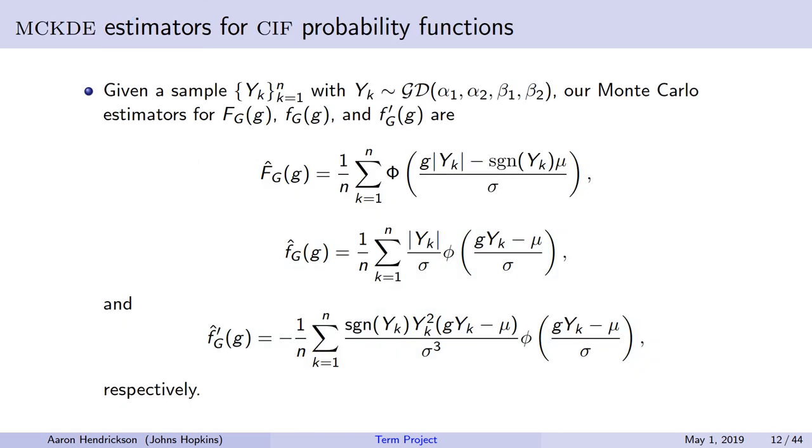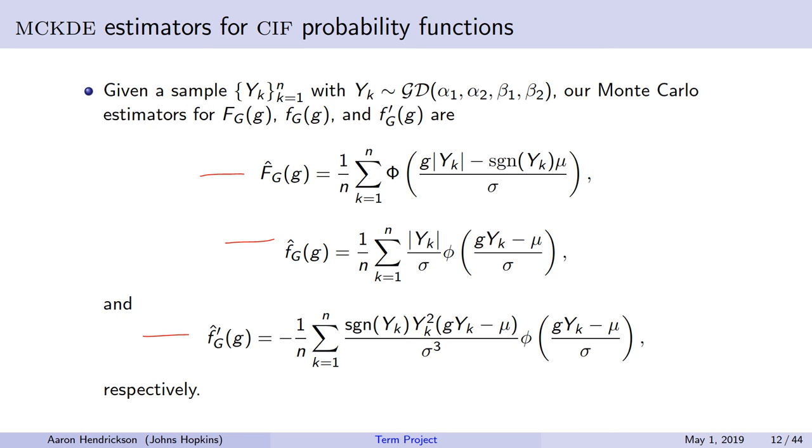Okay, so we got these Monte Carlo kernel density estimators, as I'm calling them, for the SIF probability functions. And I think it's important to point out here that this term, Monte Carlo kernel density estimator, is not a standard term. I could not really find a lot of information on an actual method, if you will, a name for this thing. And so I've just kind of called it this, and I guess you'll see why I call it by this term. But anyways, here are our three estimators for the distribution, density, and derivative of the density.